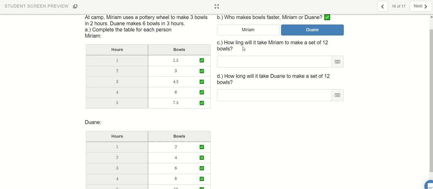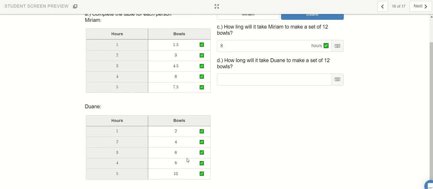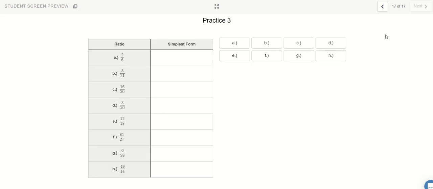How long would it take Miriam to make a set of 12 bowls? So if 6 bowls takes 4 hours, if I double both of these, it would take 8 hours for Miriam. And we know that Dwayne can make 6 bowls in 3 hours, so if I double that, it would take 6 hours to make twice as many bowls.